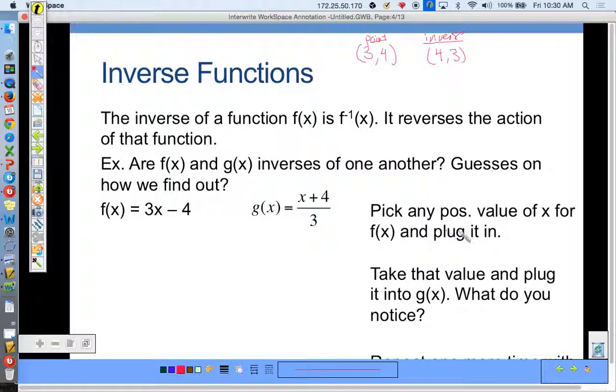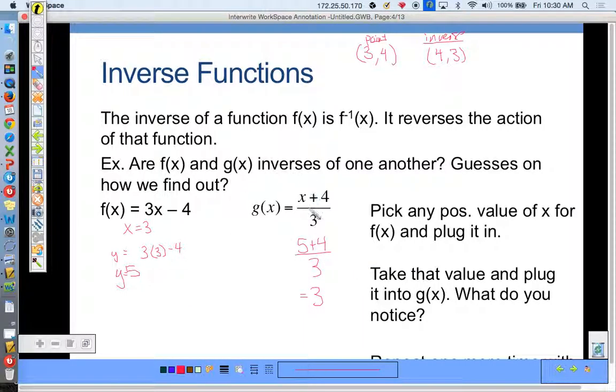So what we can do is pick any positive value for x. Let's say x equals 3, and we can plug it in. So we have 3 times 3 minus 4. 9 minus 4 is 5. So we end up with y equals 5. To see if it's an inverse, we'll plug in 5 for our x value. So we have 5 plus 4 over 3. 9 divided by 3 equals 3. So they undo each other.